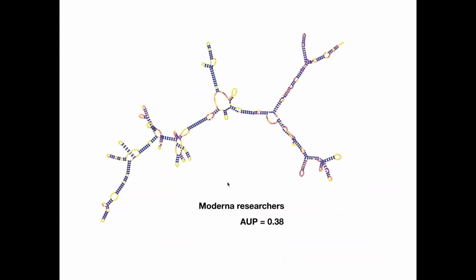We wanted to select EGFP because researchers at Moderna have also looked at this as a toy system to look at mRNA translation and stability. And we found that their AUP wasn't even any better than the other controls. So, okay, that's our baseline.